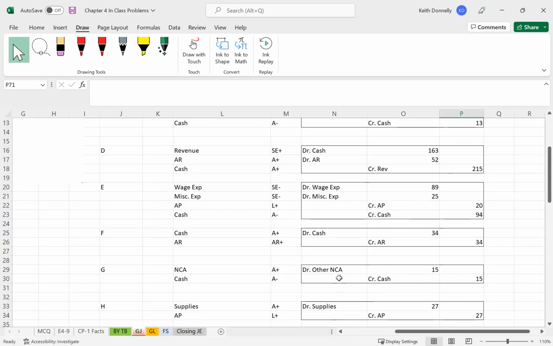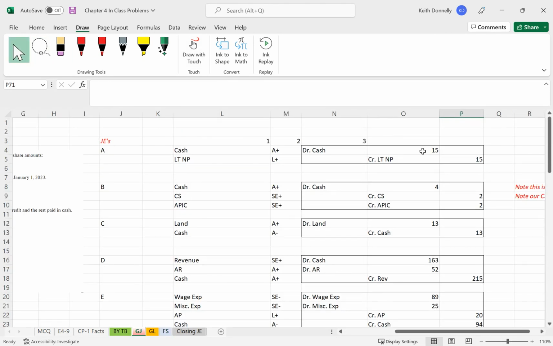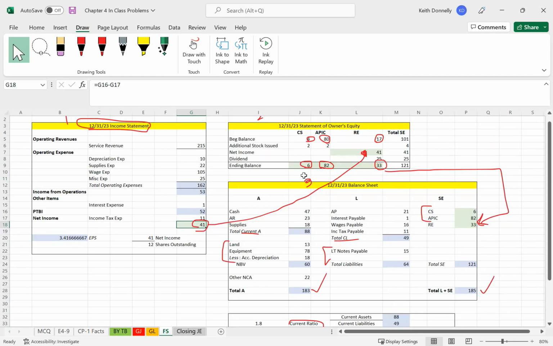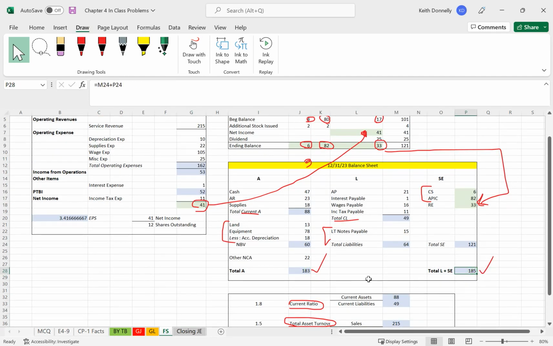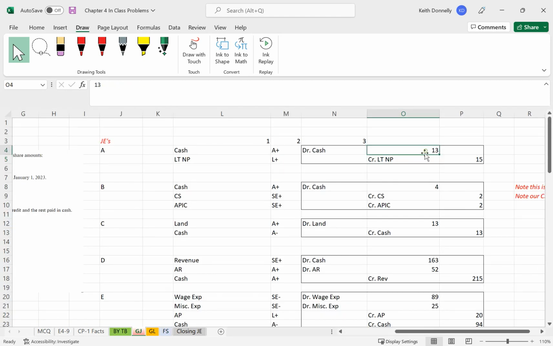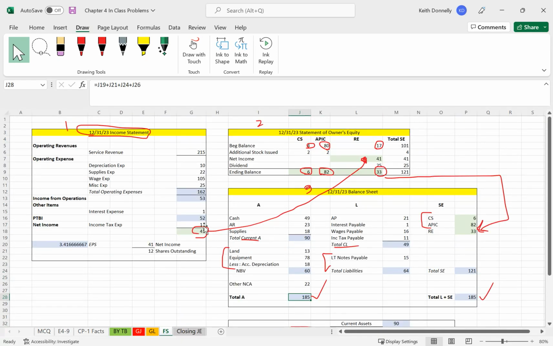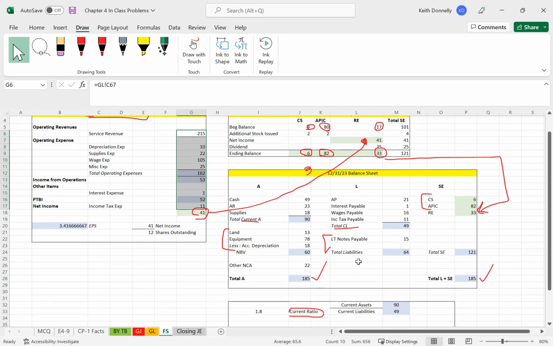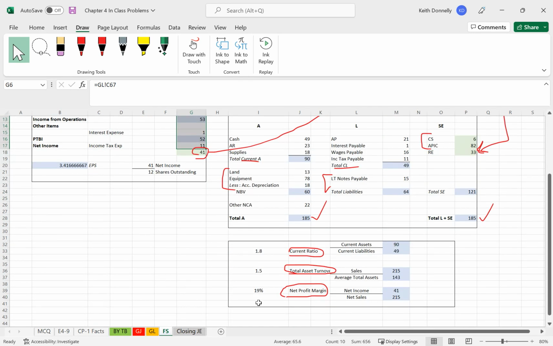As a simple example, say we accidentally messed up this journal entry and put 13 here. You can see how that ripples through. Our balance sheet doesn't balance anymore; it's off by 2. Because this journal entry was off by 2, our balance sheet will be off by 2. That goes to the interrelationship of the financial statements. If you mess up something here, it flows through. They're all connected to each other.